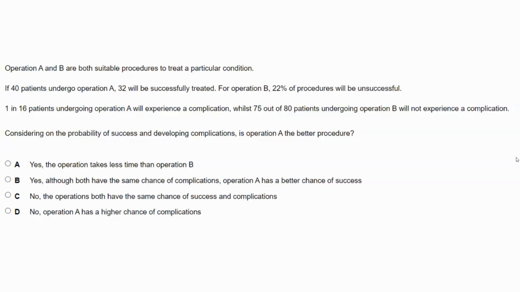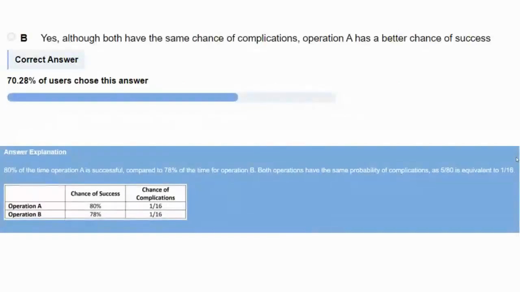B, I think, but I'm not good at this kind of thing. Yep, let's see. Okay. So yeah, it was B.